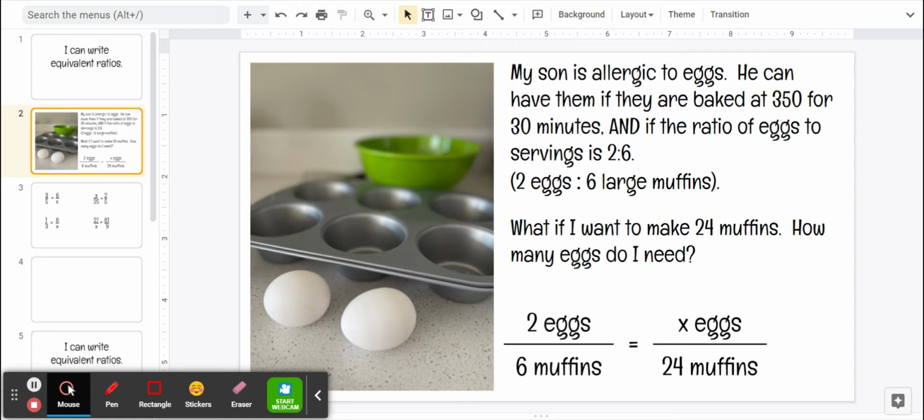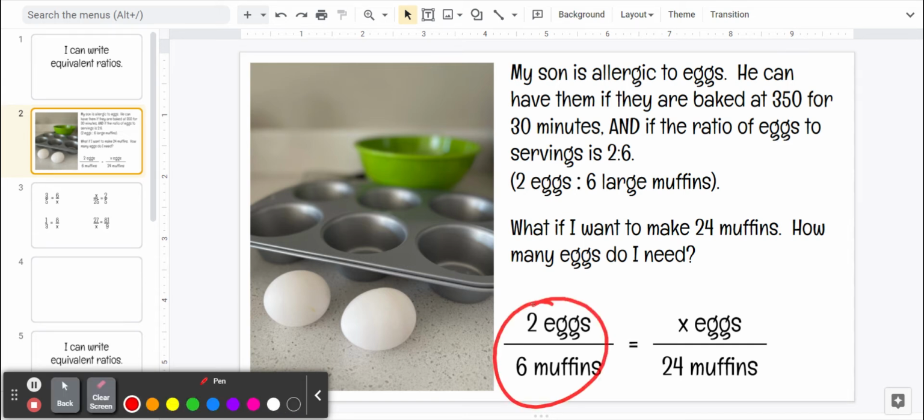Okay. But let's say instead of 6, I want to make 24. How many eggs would I need? We can write a ratio comparing the eggs to the muffins. So that was just this information right here. And then I wrote another ratio of eggs to muffins. Eggs are on the top of both. Muffins are on the bottom of both.